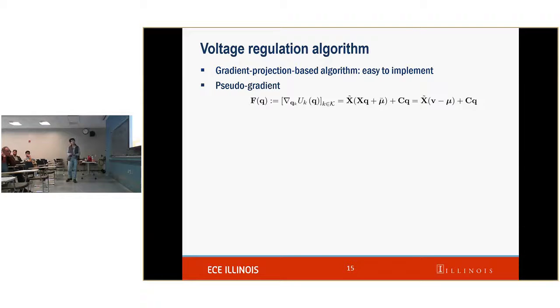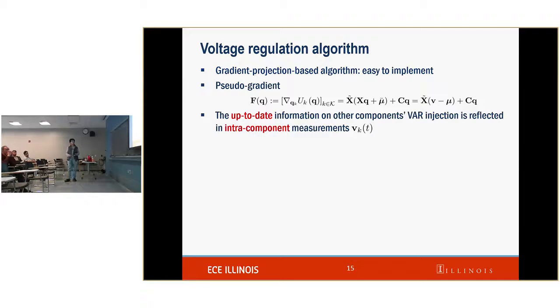If we take a look at this term, this is XQ. X is usually a dense matrix, so it is involved to evaluate this pseudo gradient. But we can write it this way. It can be expressed as a function of the voltage mismatch, which can be measured locally. This is the key of this algorithm. This relationship shows that the up-to-date information on the other components' var injection, Q minus k, is reflected in the measurement V_k. And also, because there is no communication among the components, a synchronized update is necessary.